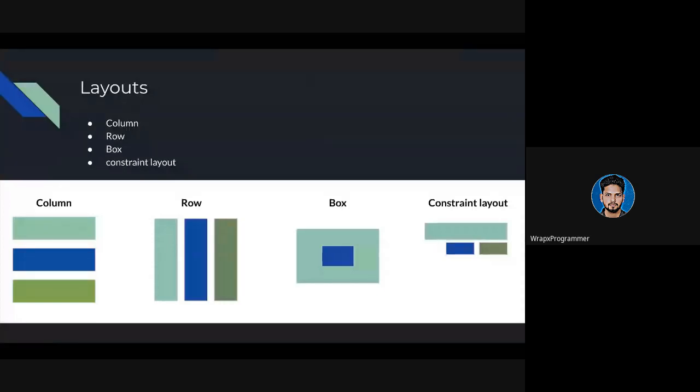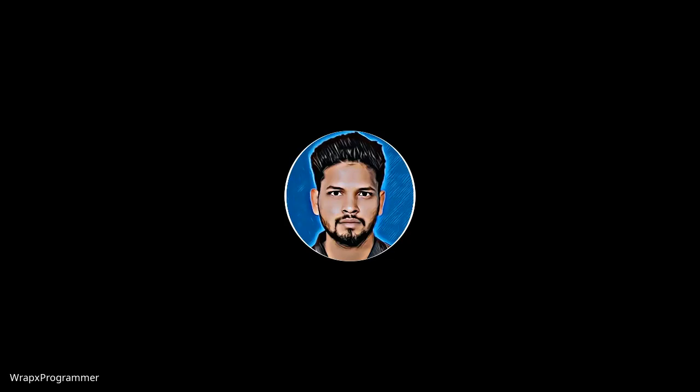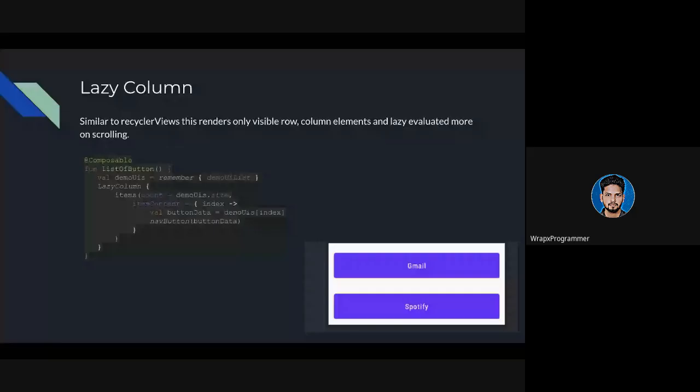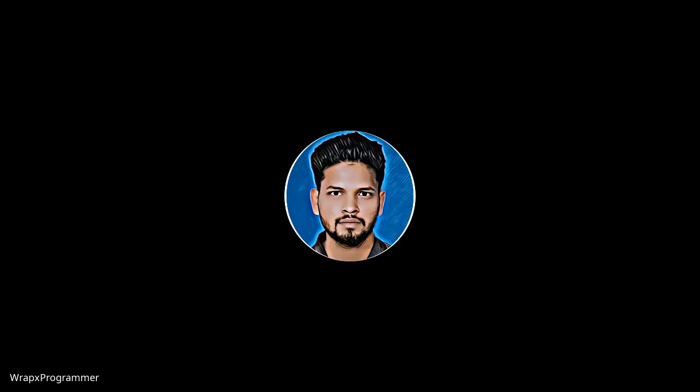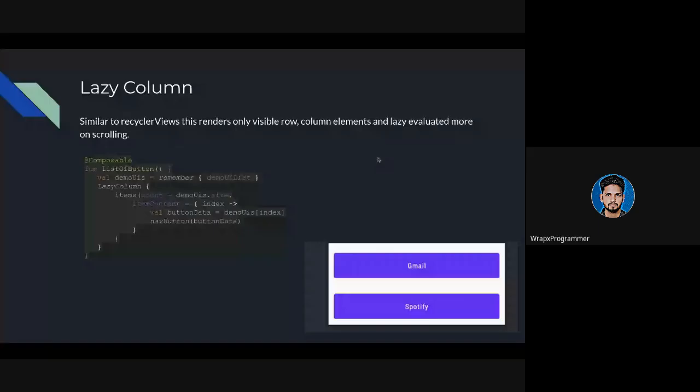Next is LazyColumn. It's a way to populate a list. Where we used a RecyclerView previously, for now you can use LazyColumn, and you can populate your list inside it. If you are coming from XML, you can think of it as making a RecyclerView. Otherwise, you can just understand that you have to make a list which will populate vertically.